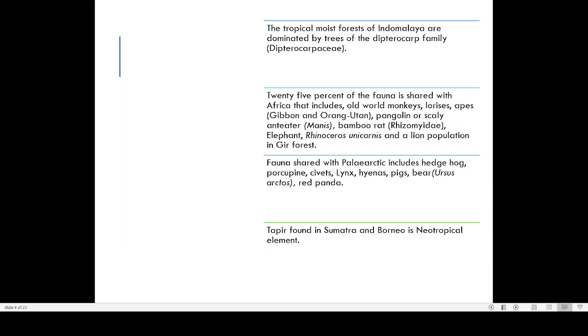So tropical forests have another important feature. The tropical moist forests of Indo-Malaya are dominated by trees of the dipterocarp family. Dipterocarp trees, in Malayalam, we call Tambagam. So here you can see the Dipterocarp family. See, they are very tall trees and they have buttress roots. This kind of root system is there, at the lower portion of the tree.